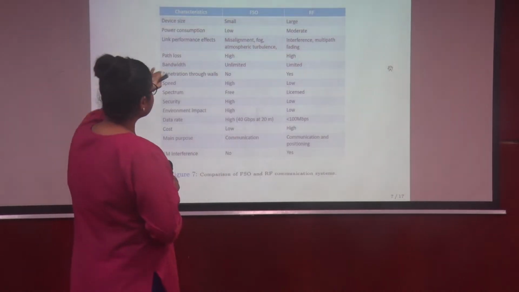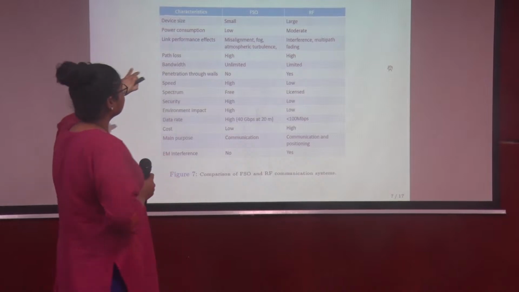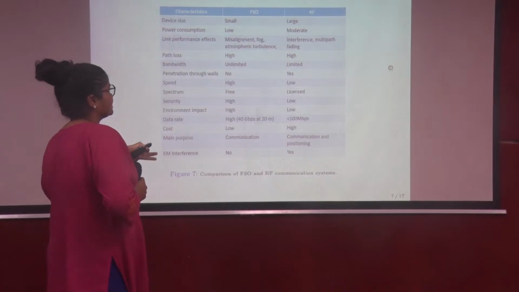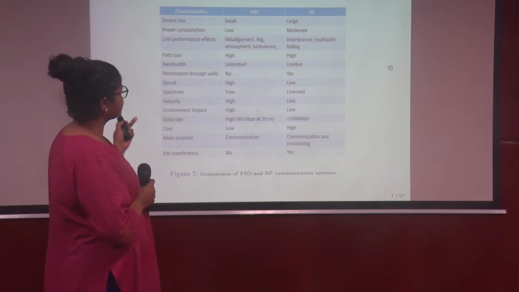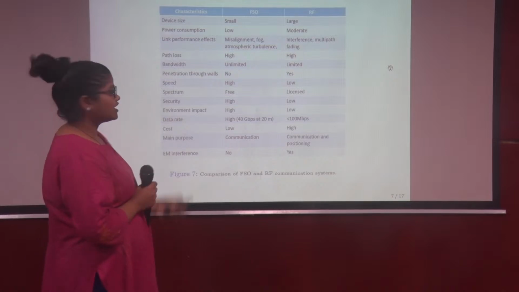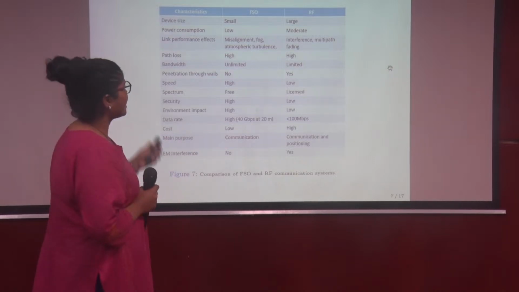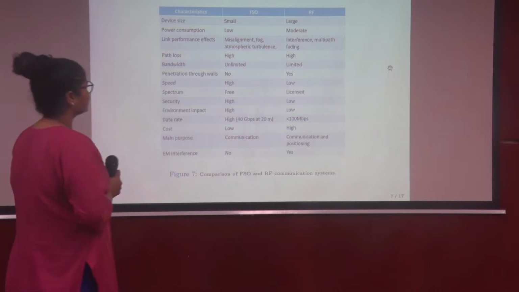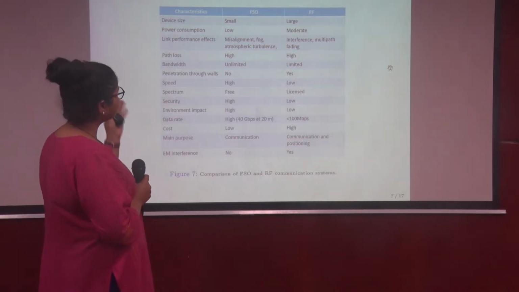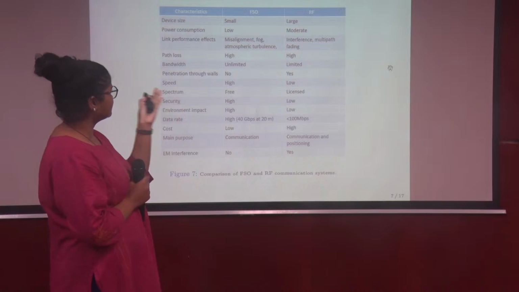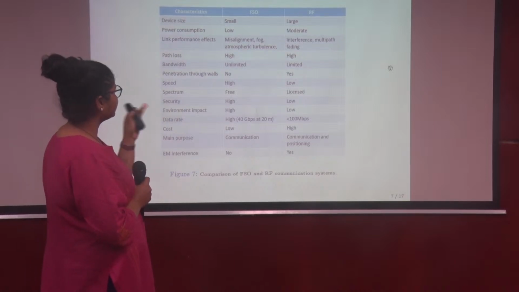So here is a small comparison between FSO and RF. When we see the device sizes, FSO has a smaller device size compared to RF, whereas the power consumption for FSO is low and for RF it is moderate. FSO is highly affected by environmental parameters, whereas RF is affected by interference and multipath fading. Path loss is high for both links. Bandwidth is higher for FSO and lower for RF, whereas the speed for FSO is high and for RF it is low.